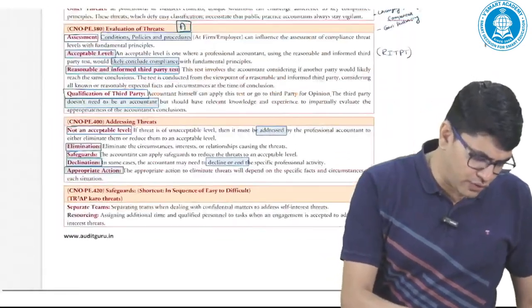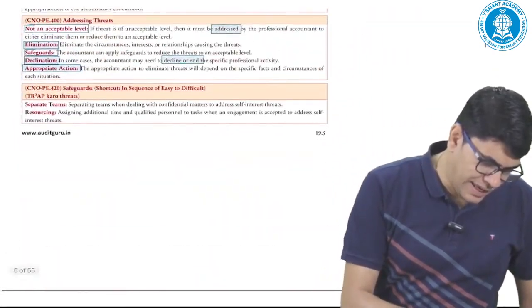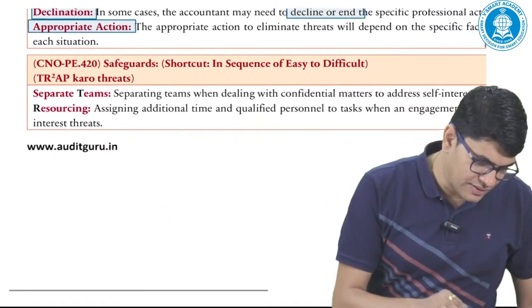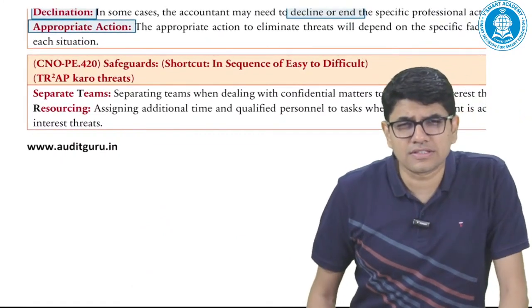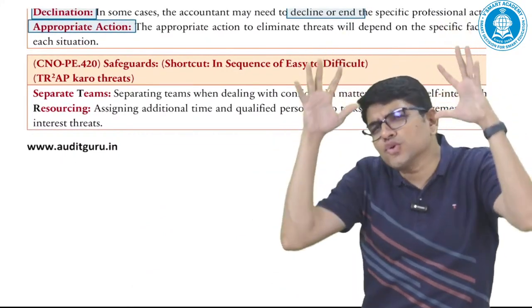Now, guys, come on. Get up. Cheer up. Keep marking. Keep scribbling. And we are going to the next part, a wonderful next part, and that is safeguards. How to reduce the threat levels.